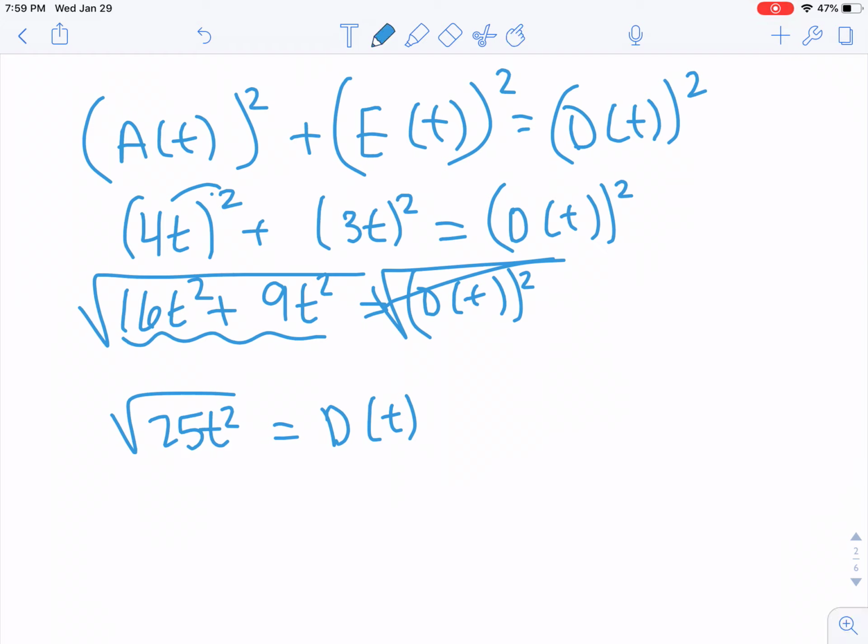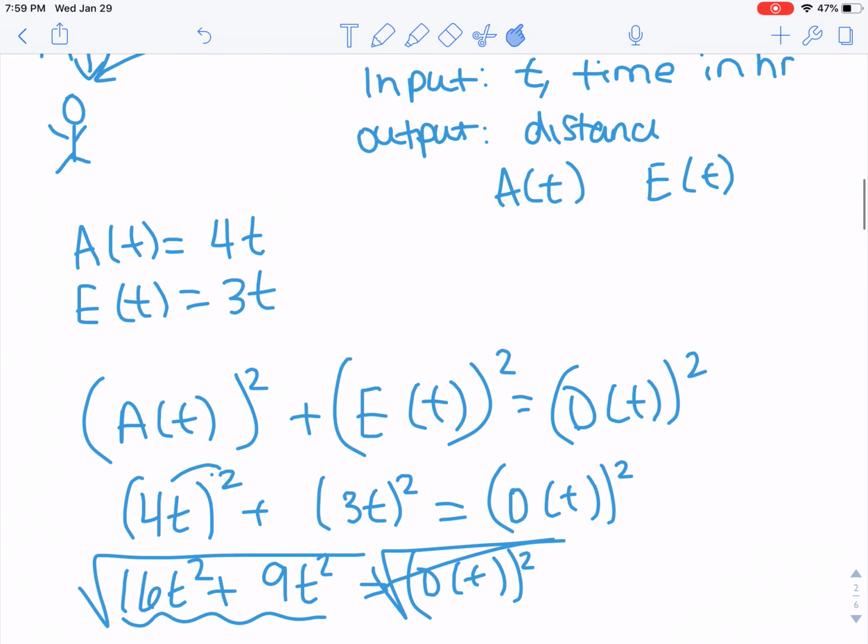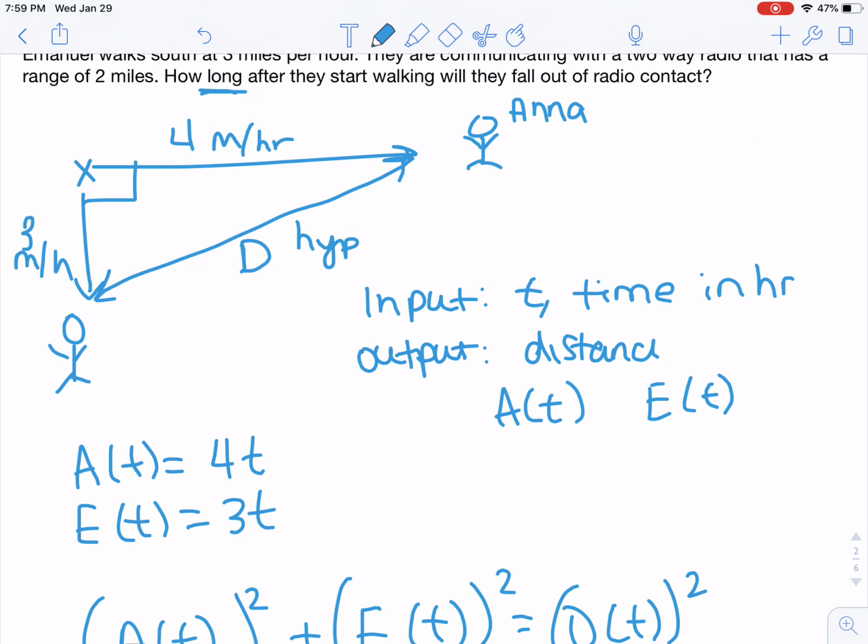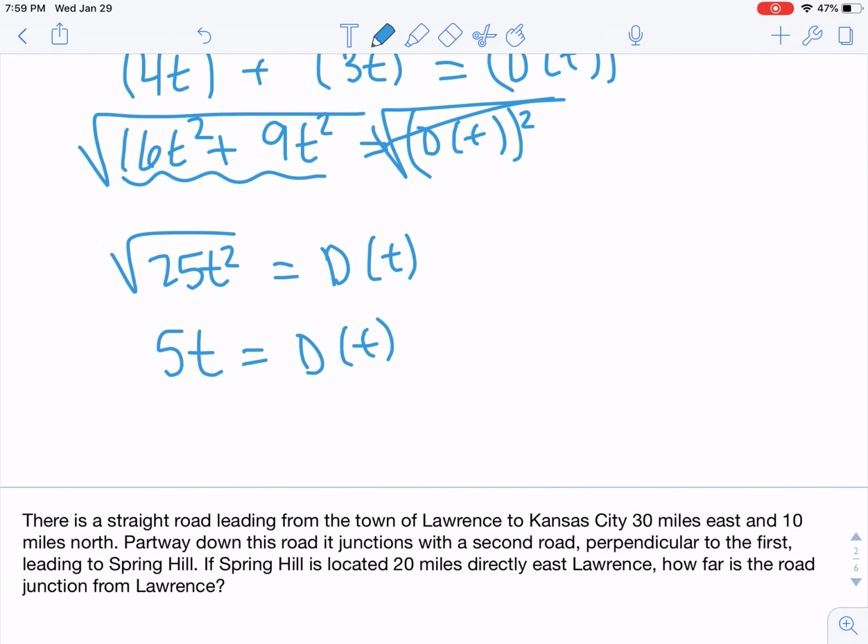When you take the square root of that, you're going to get plus or minus 5t. But distance can't be negative, so we're just going to write the positive one. So that means this distance here is 5 miles per hour times the time. And we want to know when that's going to equal 2, because we can't be more than 2 miles apart. So if the distance is 5t, we're going to set that equal to 2 and solve for t.